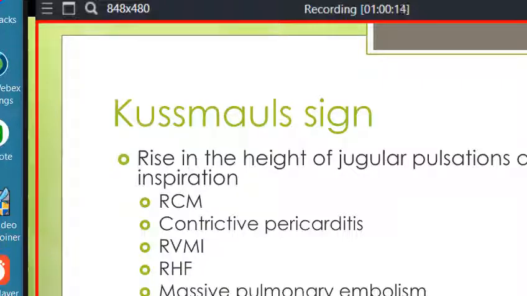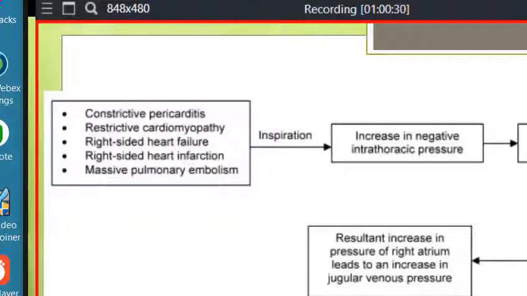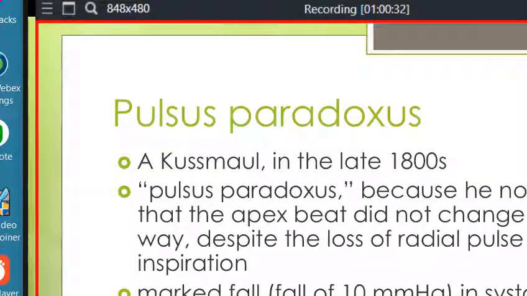There's a rise in the height of jugular venous pulsations during inspiration. This is seen in restrictive cardiomyopathy, one third of patients with constrictive pericarditis, patients having right ventricular myocardial infarction, right heart failure, massive pulmonary embolism and tricuspid stenosis. The mechanism is already explained. And then the pulsus paradoxus also he has discussed. This was described by Adolf Kussmaul in the late 1800s.